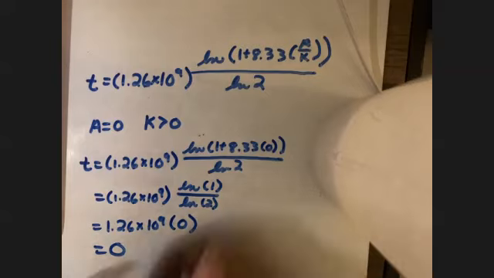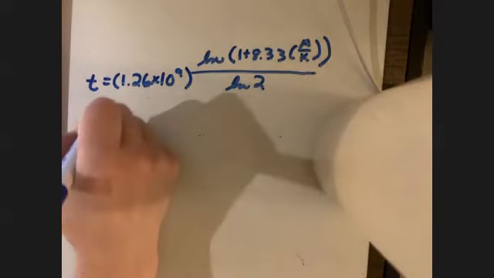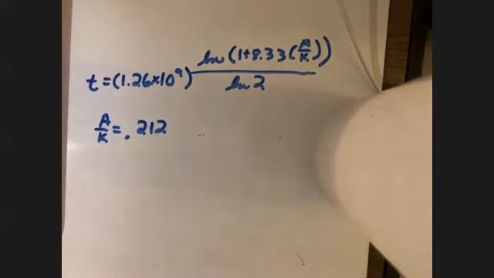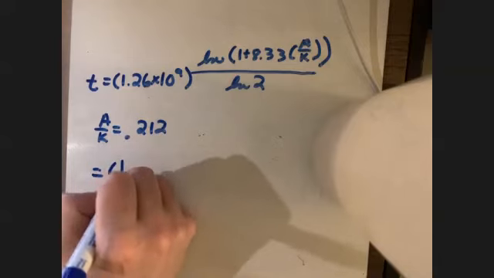Now, they then ask a separate question. If they say that A over K is 0.212. So kind of plugging this in, and I'm going to do a little bit of this.